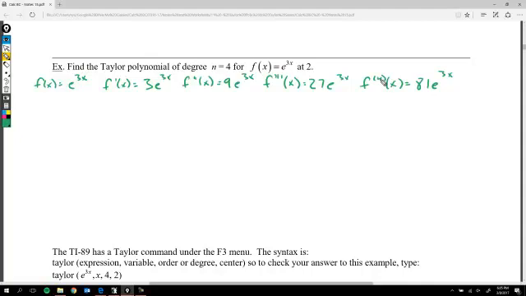Now I also need to evaluate each of these at 2, because that's where I'm centered. So I need to actually know what f of 2 is, which is e to the 6th power. And I need to know what all of these are, which is fairly mundane, but at least it's easy.